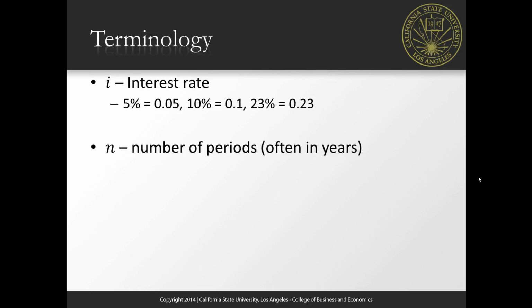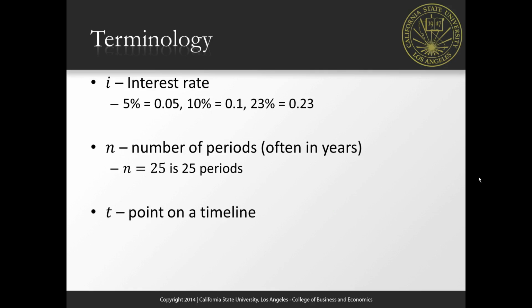Also, you will find little n. Now, this denotes the number of periods. Often it is denominated in years, however, it does not necessarily have to be. So basically, if n is equal to 25, all that really means is that we're compounding for 25 periods. It could be months, it could be years. That will be specified in the question.